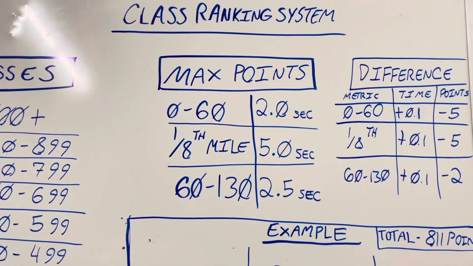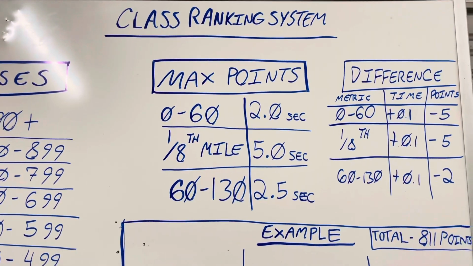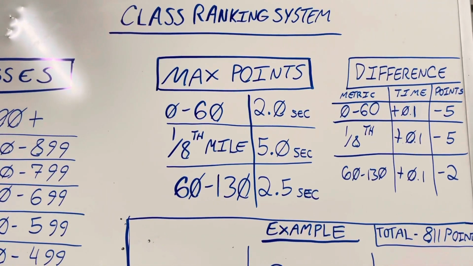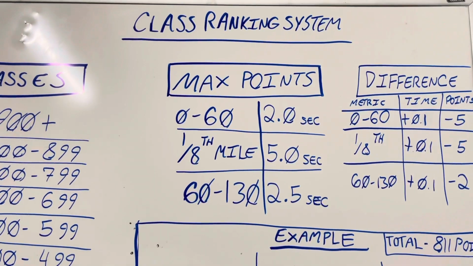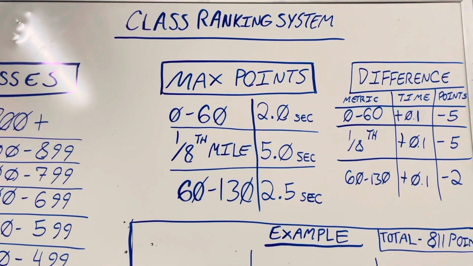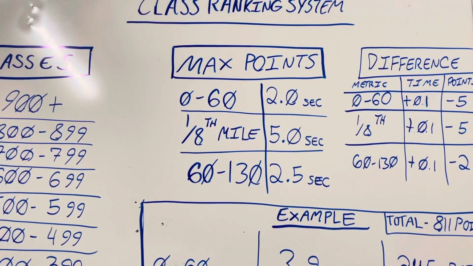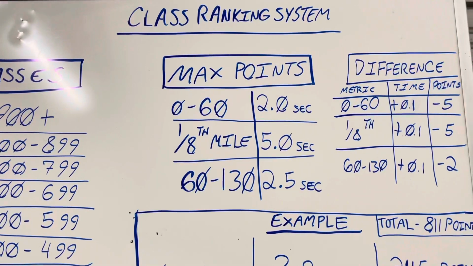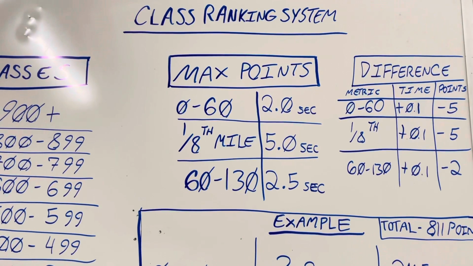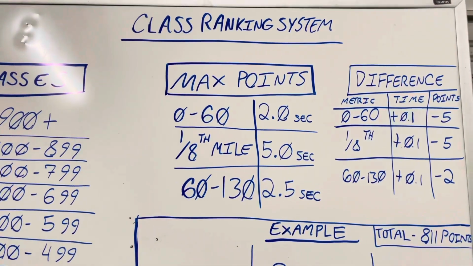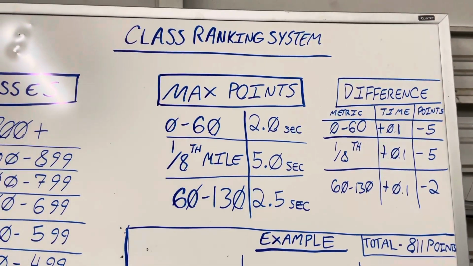A 0 to 60 of 2 seconds or faster will cap out at 340 points. An eighth mile of 5 seconds or faster will cap out at 340 points, and the same with 60 to 130 at 2.5 seconds or faster. These metrics are set very high, so it's hard to max out this test. We also have a good spread of numbers, so anything from a pro mod all the way down to a stock Honda Civic is going to place somewhere on this list.